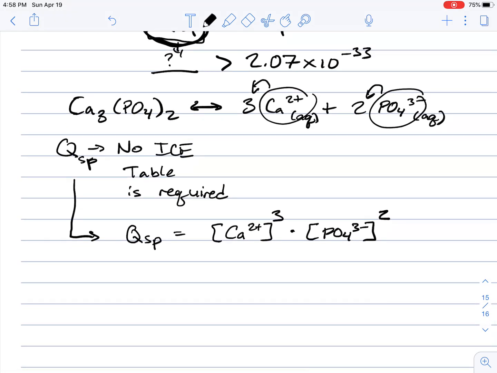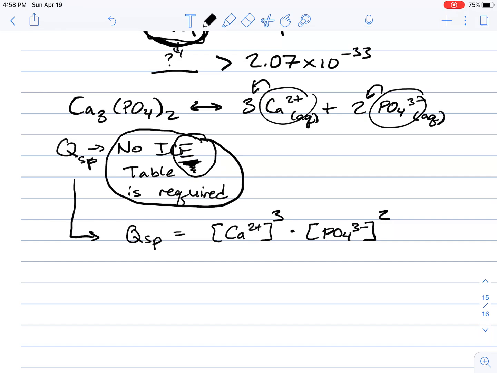And so notice that this bracket, I'm not saying that we're at equilibrium. This is the reason why we don't need to write an ice table, because for the ice table, we're trying to determine the equilibrium concentration. But Q doesn't necessarily have to be at equilibrium. And so this is the reason why we do not write an ice table for it. We just go straight into the mass action expression.